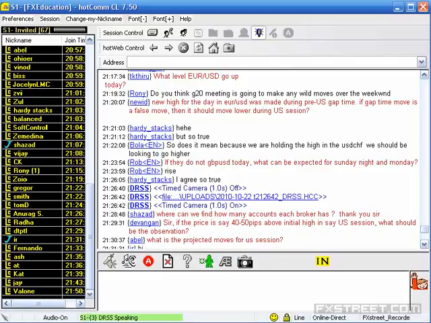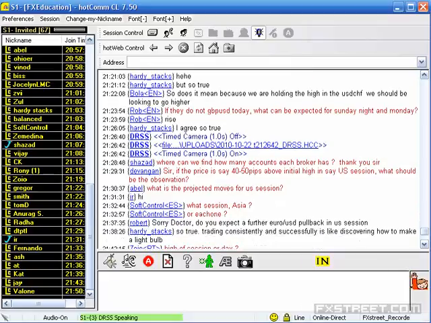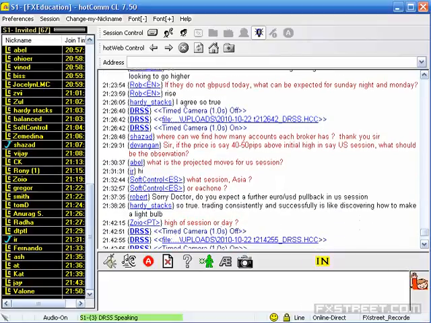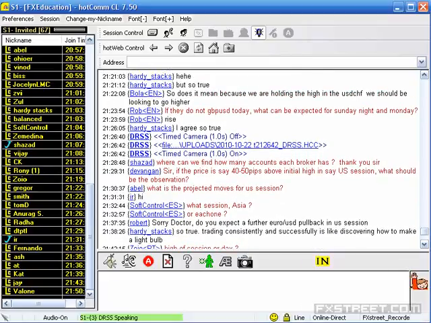Then Bola asks, does it mean that because we are holding the high in USD CHF, we should be looking to go higher? For the day, it will go higher. The next day, we have to see how the traders are entering into the market. They will try to make a false move, and then they will continue to rise. The long-term move is up in the case of USD CHF. That's what I explained. But in between, they will make up and down moves. You have to recognize that and take your trading decisions.